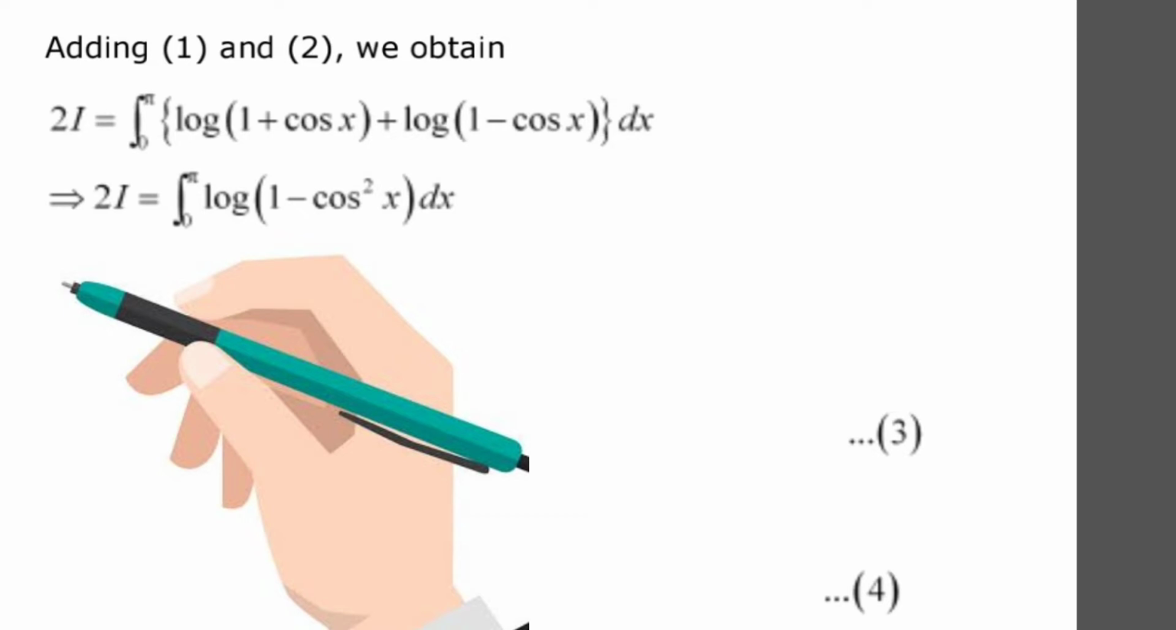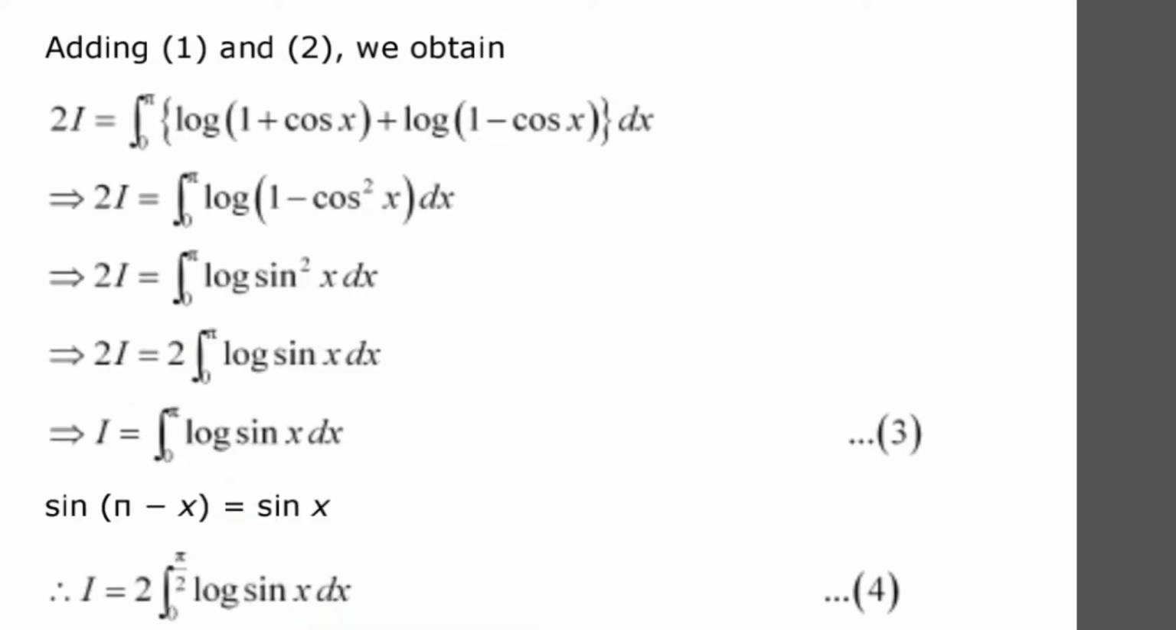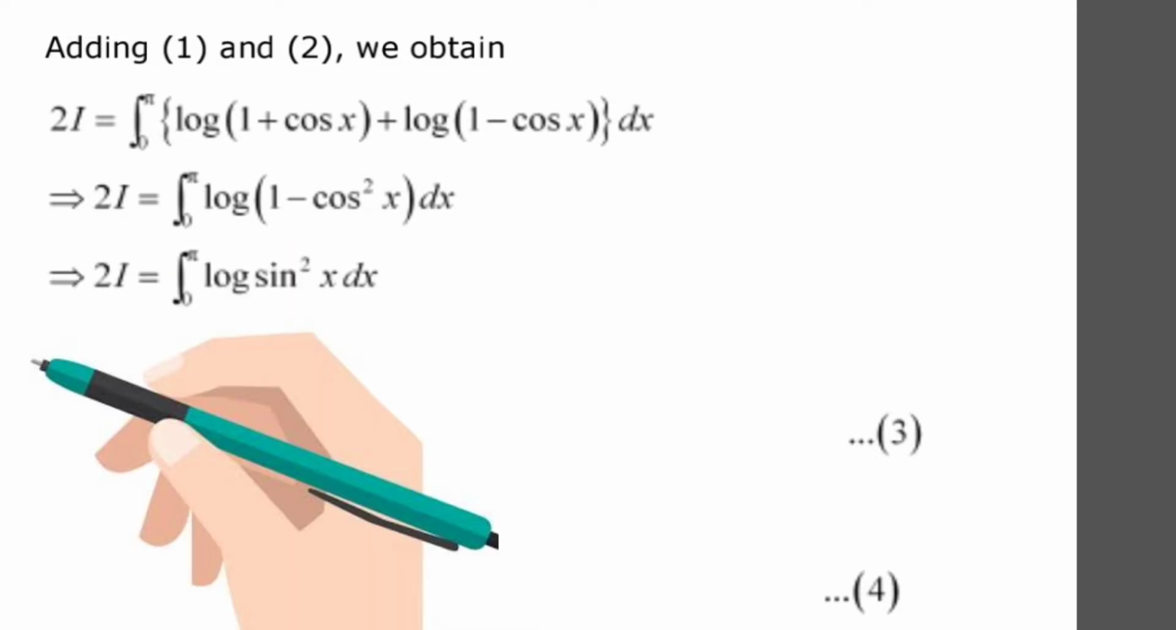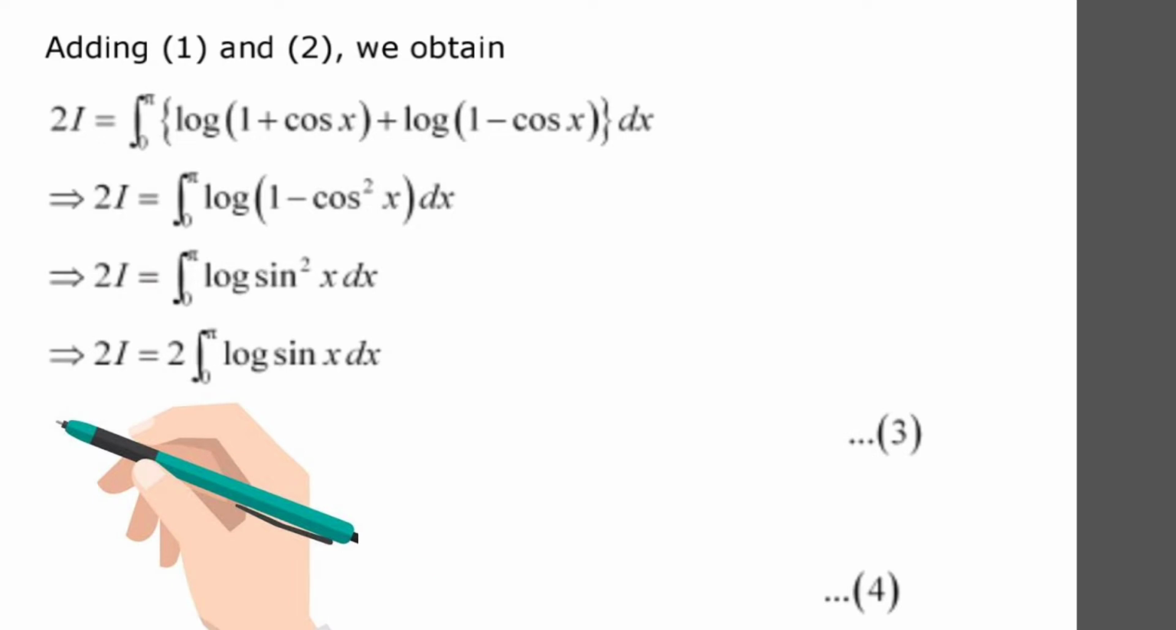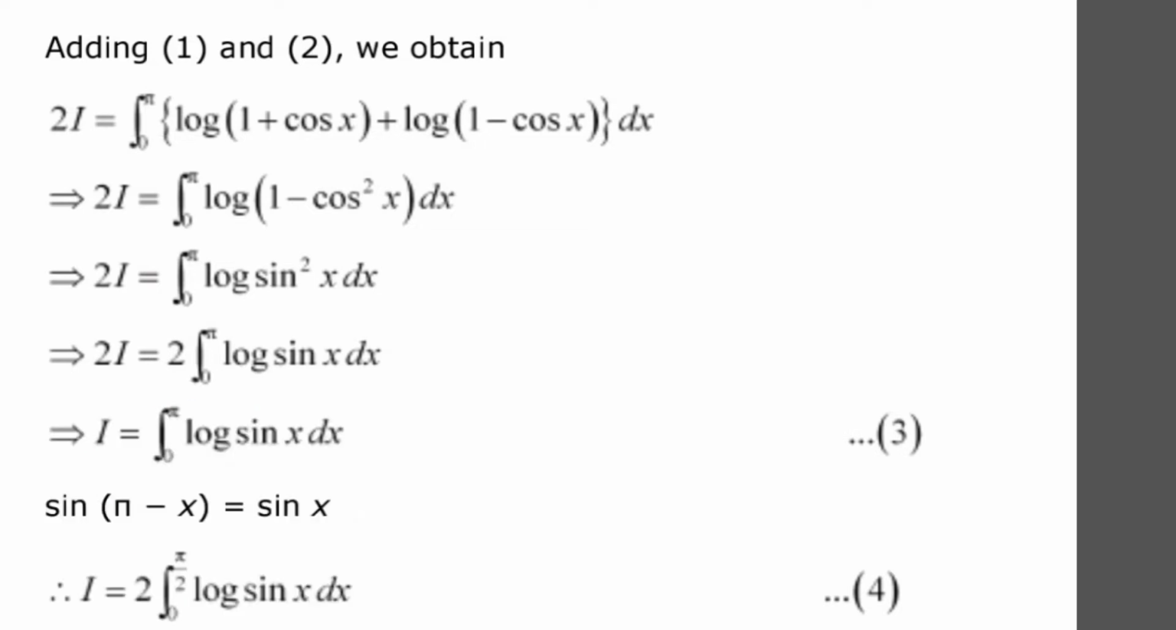And according to the rules, 1 minus cos square equals sin square, and I get the integral from 0 to pi of log of sin square. According to the rules of log, the square comes first, so 2 comes first. 2 and 2 cancel from both sides. So I get the integral from 0 to pi of log sin x dx. According to the rules, I can cancel 2 on both sides.